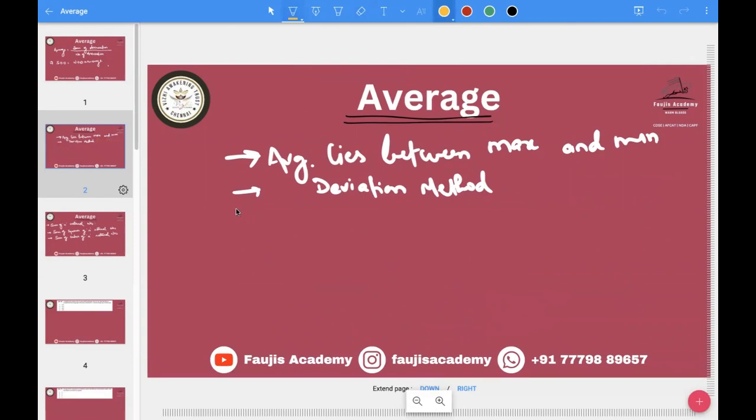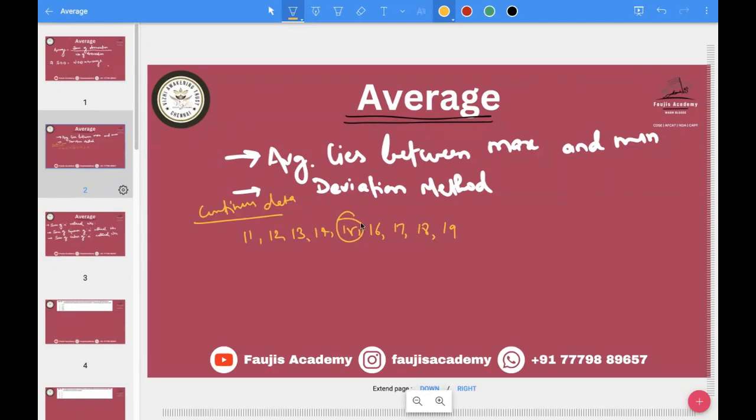See, I wanted to tell you something about the continuous data. Let's say we pick up the same data: 11, 12, 13, 14, 15, 16, 17, 18, and 19. Tell me what is the average of it? What is the average of it? 15. Okay.